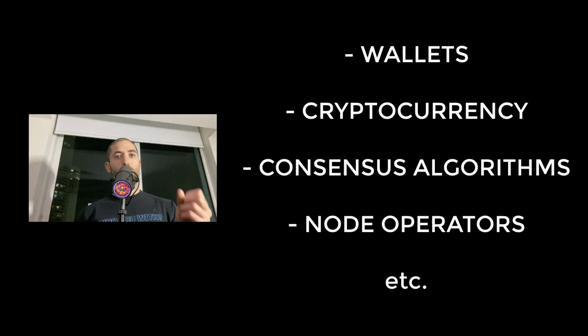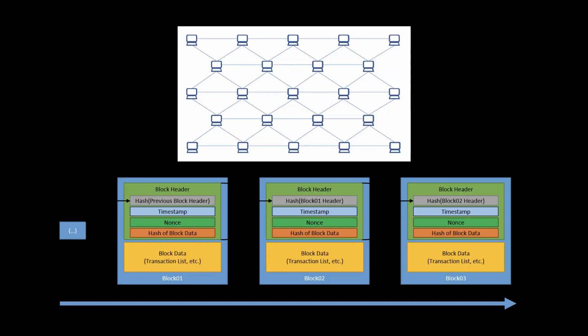The only part of a system that we refer to as a blockchain that is actually a blockchain is the user database. All other aspects of the systems that we call blockchains, for example, the wallets, cryptocurrency, consensus algorithms, node operators, etc., none of those aspects of a blockchain system have anything to do with the technical definition of a blockchain. A blockchain is a database, or to be exact, a data structure.